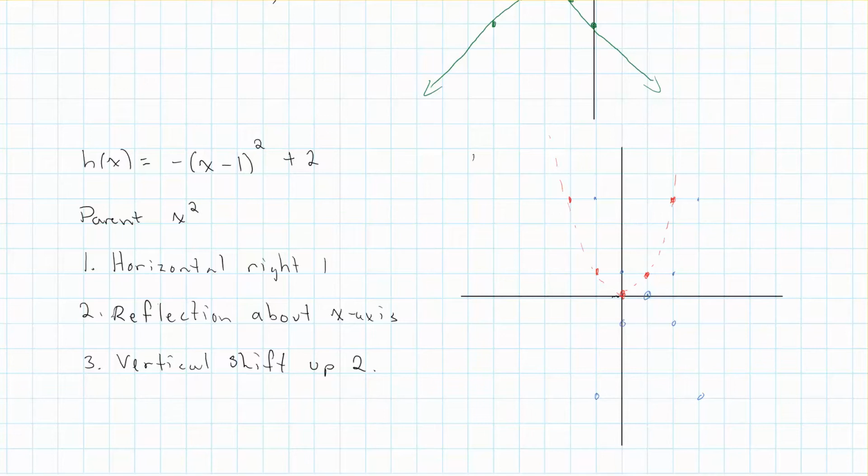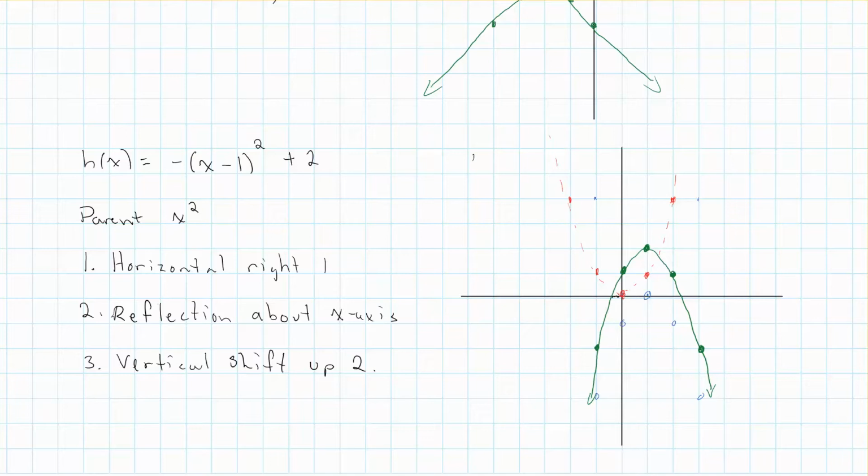And so now I'm going to move these up 2. So that's there. This moves up 2, so this is right here. This moves up 2, so it's right there. Up 2, so right here. And here. And so then I can just sketch in the parabola shape now that I have it. So that would be the example there.